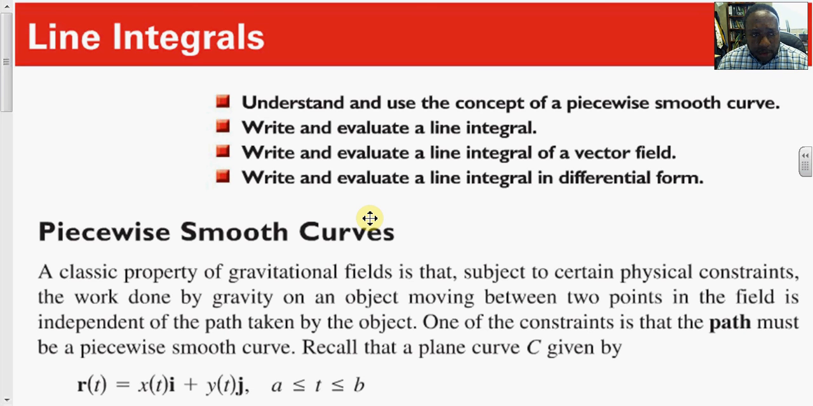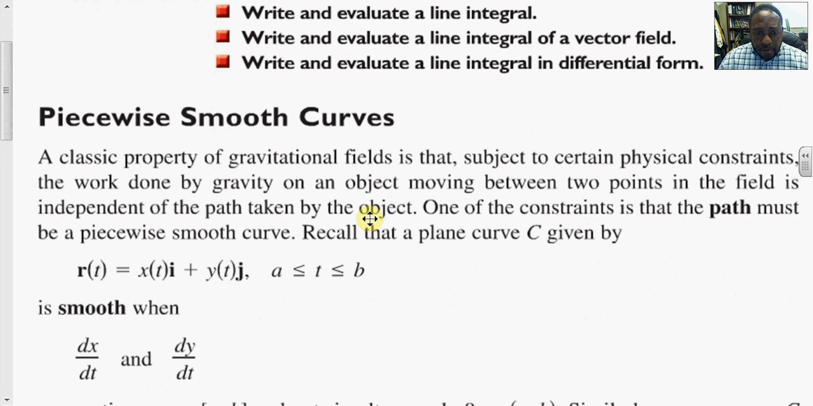Line integrals. Here we seek to understand and use this concept of a piecewise smooth curve to be able to write and evaluate a line integral. We can discuss the line integral in terms of vector notation, or in terms of differential form. So first, we begin by talking about a piecewise smooth curve.